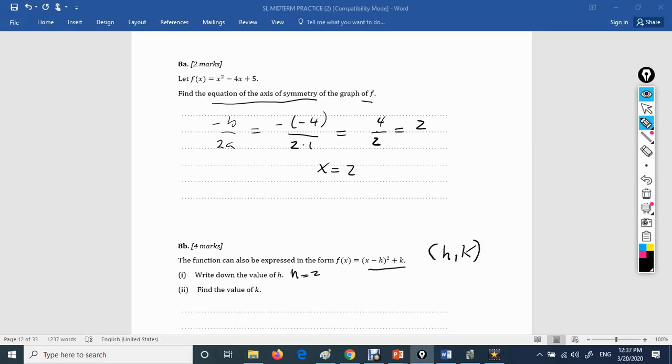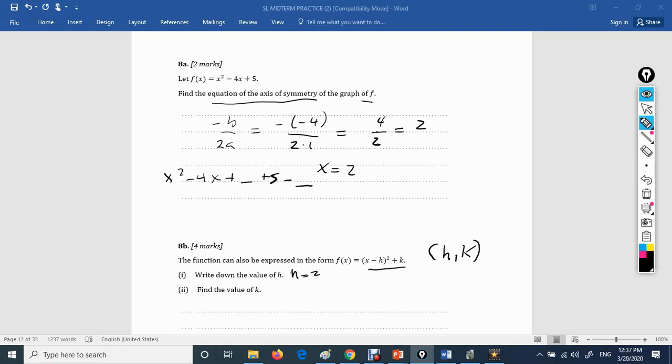So remember how to complete the square. If we have x squared minus 4x plus a number, that will give me a perfect square. Don't forget plus 5, and then we have to subtract the same number in order to not alter the value of the actual equation or function. So how do we find this term here?